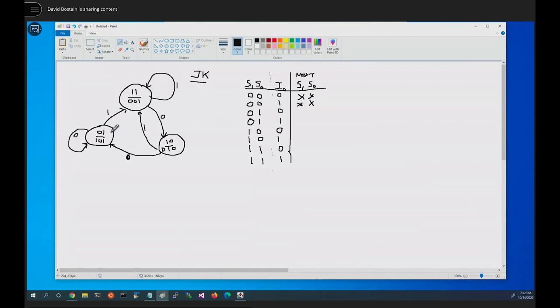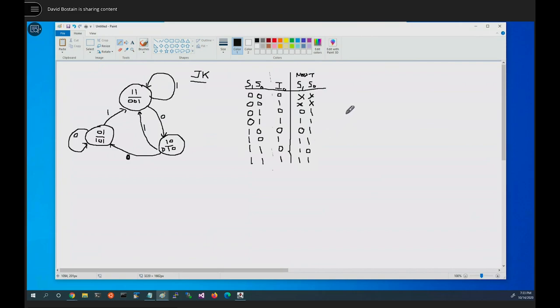However, if we're in 0, 1, which is over here, and we get a 0, we stay in 0, 1. From 0, 1, and we get a 1, we go to 1, 1. If we're in 1, 0, which is down here, we get a 0, we go to 0, 1. If we're in 1, 0, and we get a 1, we go back to 1, 1. In 1, 1, we get a 0, we go to 1, 0. And in 1, 1, if the input's a 1, we go back to 1, 1. So now we know this logic needs to drive these outputs.